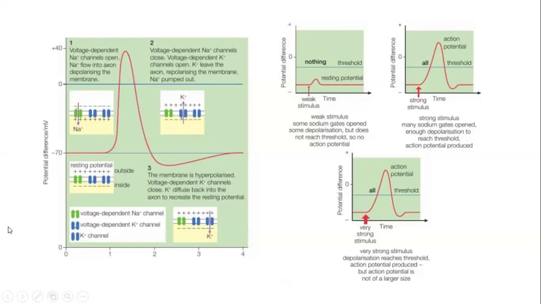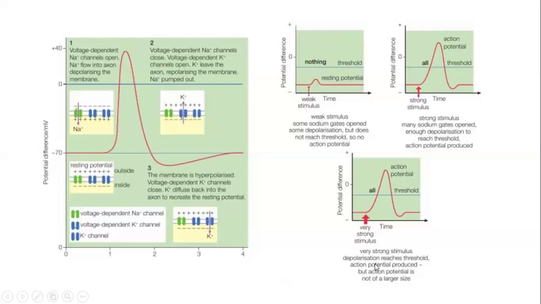Right. What was the question? It's like, why is the size of this action potential remaining the same, right? When you are applying a very strong stimulus, the action potential size is still the same. It is not going to generate a larger size. So I'm asking why, right?